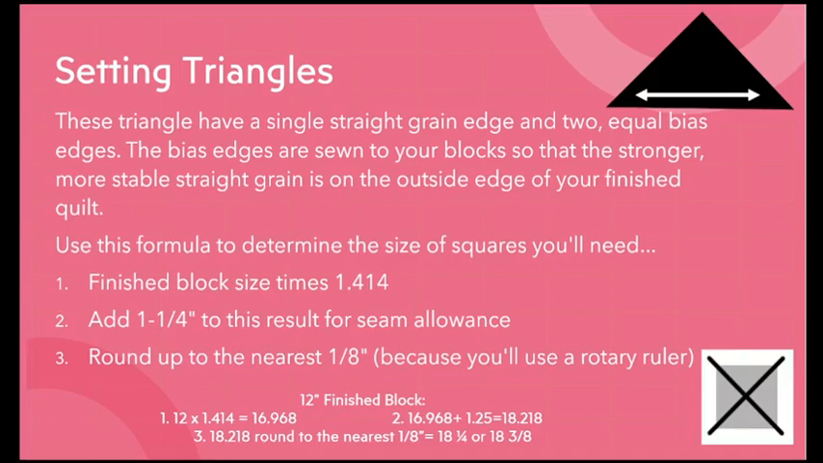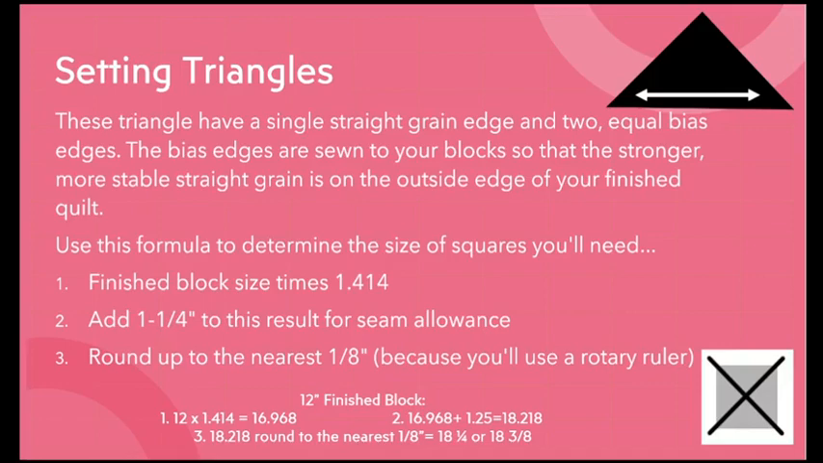I'm going to take that number and add an inch and a quarter. That's what we need for seam allowance, which is going to give us 18.218. Then you can round to the nearest eighth inch. So this is 18.218. The next eighth of an inch would be 18 and a quarter.